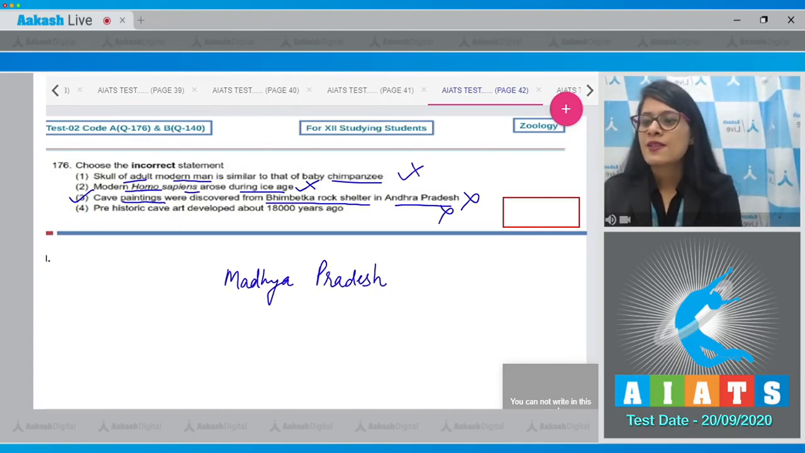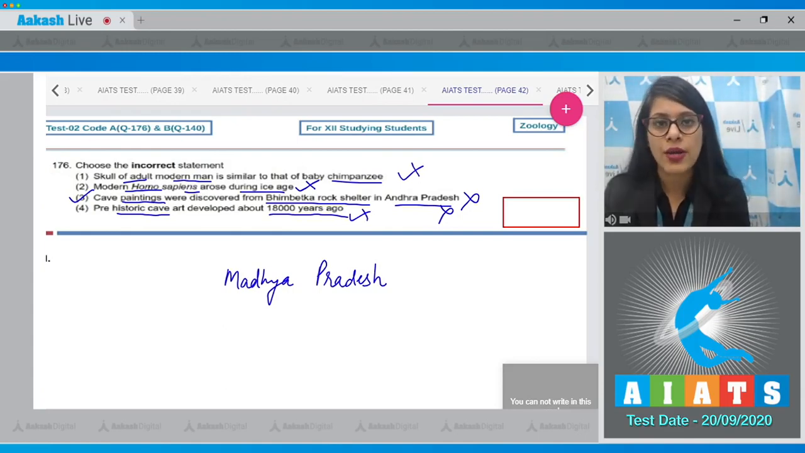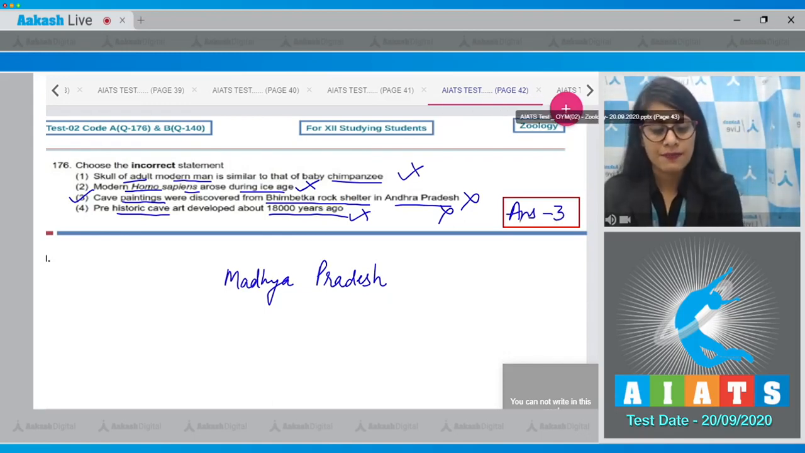The next statement is, prehistoric cave art developed about 18,000 years ago. And as it is a correct statement, this cannot be a correct answer to our question. So the incorrect statement and the correct answer to this question is option number 3. Let's proceed to the next question.